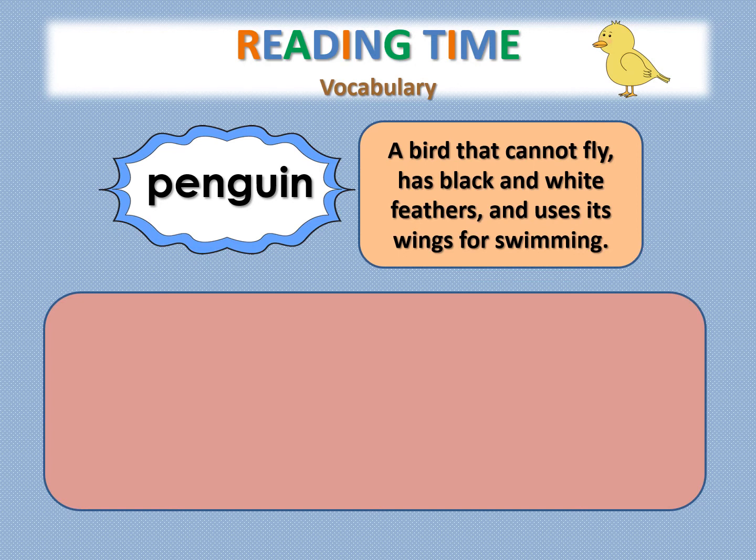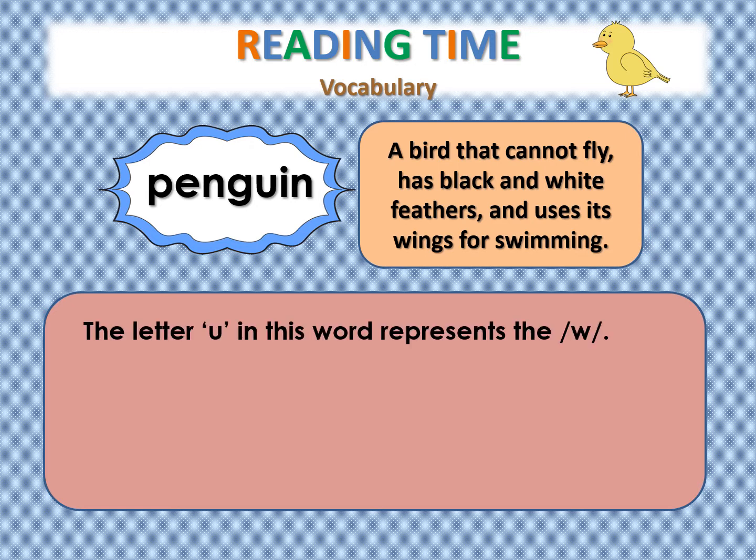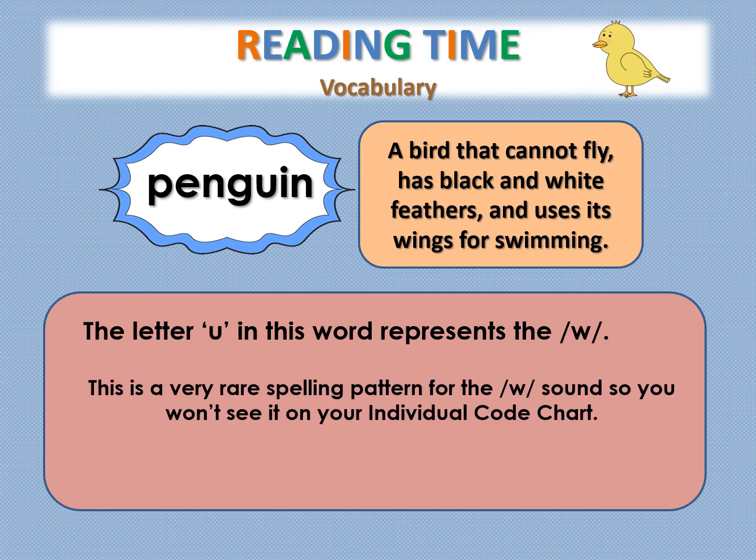Let's take a look at this vocabulary word. This word is penguin. And a penguin is a bird that cannot fly. It has black and white feathers and uses its wings for swimming. Now the letter U in this word represents the W sound. So that's how we get penguin.